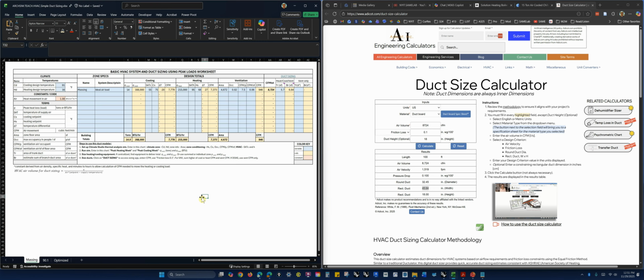Okay, so we have an estimate for our heating and cooling size. We've got an estimate for our trunk and branch ducts. So at this level, we have now completed the design, or the very rough estimate of sizing, for our mechanical system. Let's go one step further.